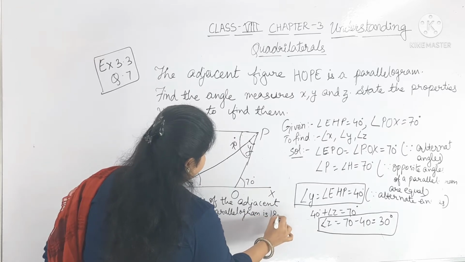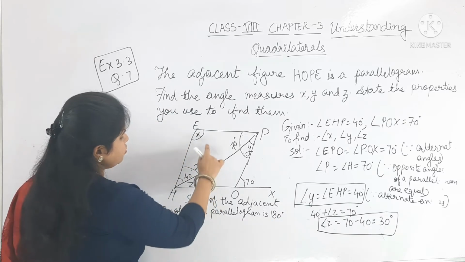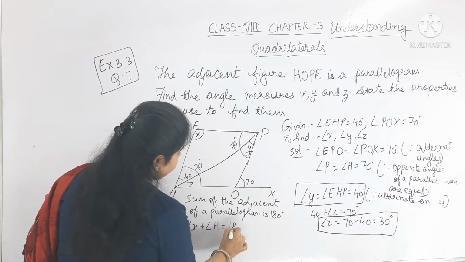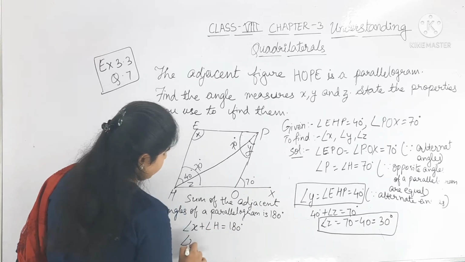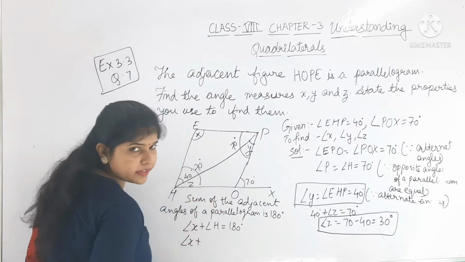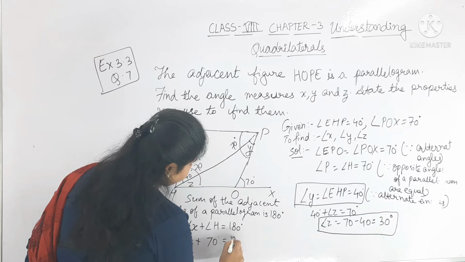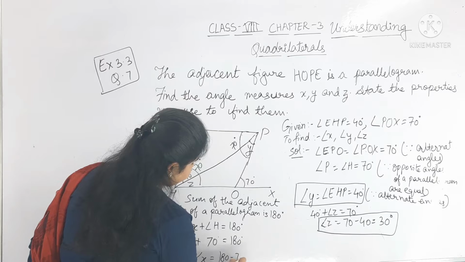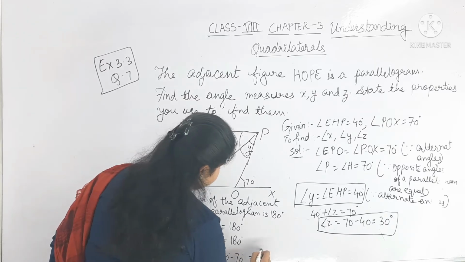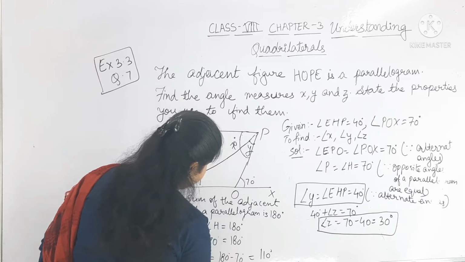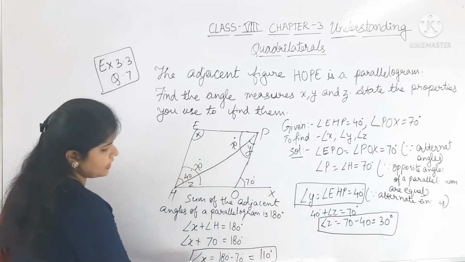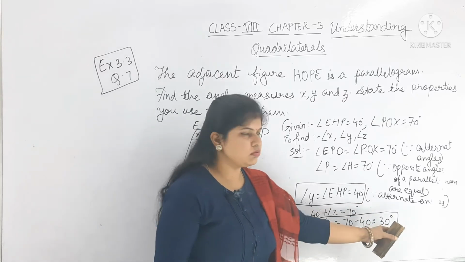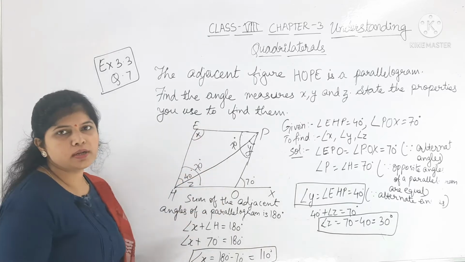So here angle X plus angle H equal to 180 degree. So angle X plus angle H, which is 70 degree here, equal to 180 degree. Angle X equal to 180 minus 70 degree equal to 110 degree. So this is your answer. Angle X is equal to 110 degree, angle Y is equal to 40 degree, and angle Z is equal to 30 degree. So this is the solution for question number 7.